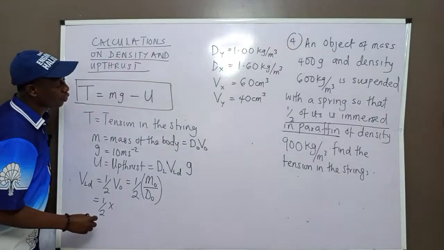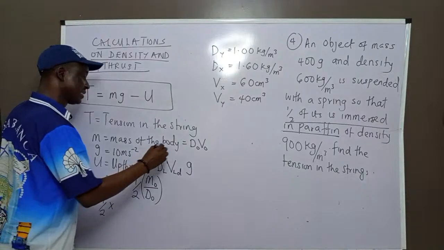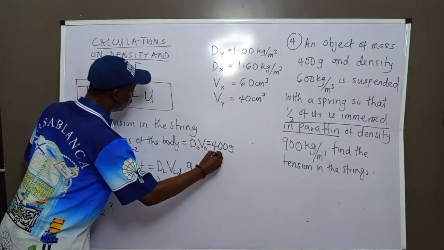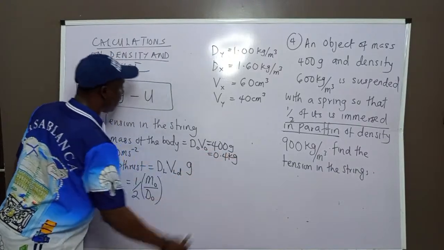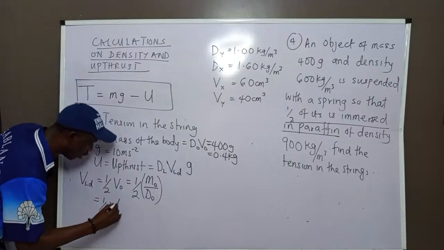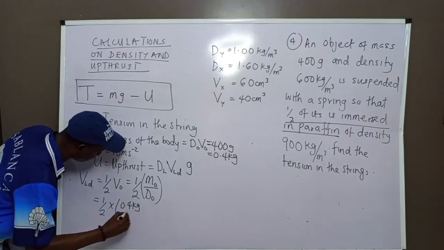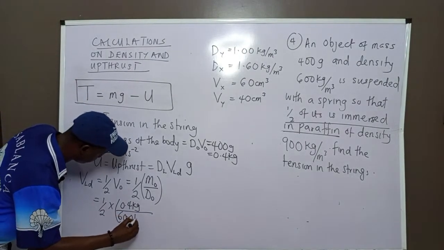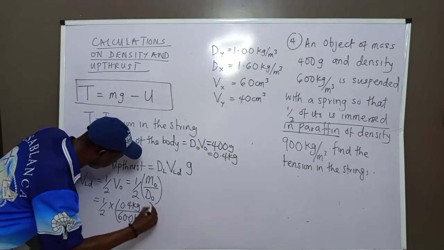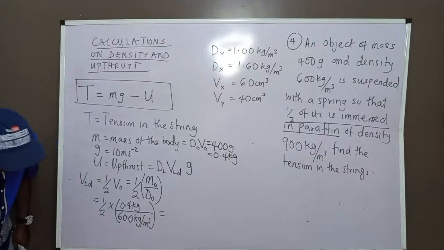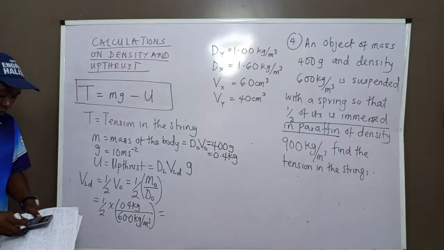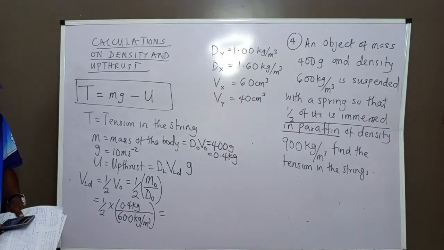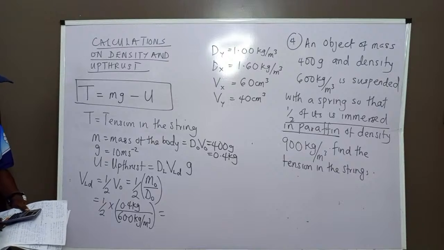And for me to convert to kilogram, you divide by 1000. So if the mass is given as 400 gram, divide by 1000, you take it to kilogram, which is 0.4 kilogram. Let's take note of that. So 0.4 kilogram of mass divided by the density of the object itself, which is 600 kilogram per meter cube. So to know the volume of liquid displaced now, we are going to have 0.4 divided by 600.